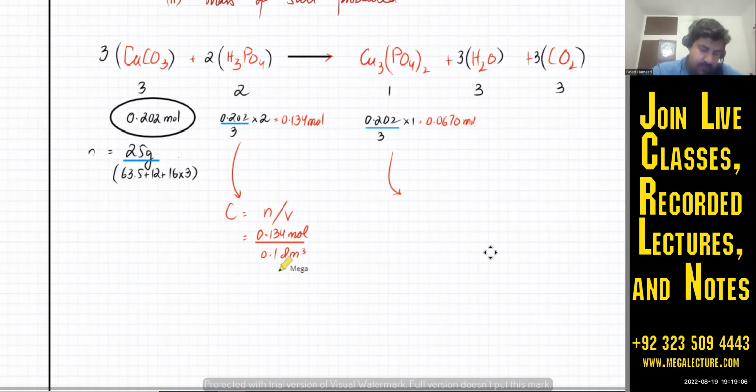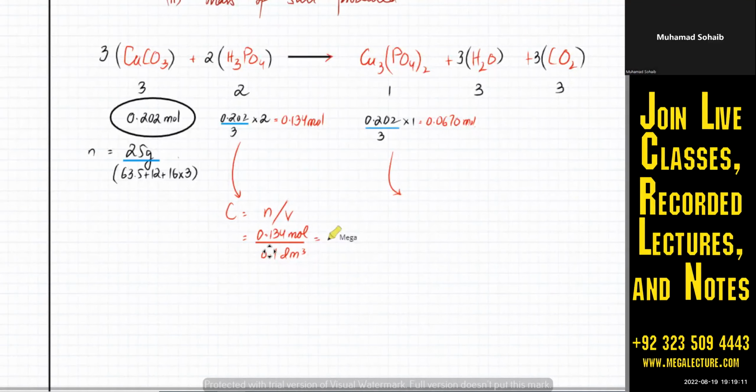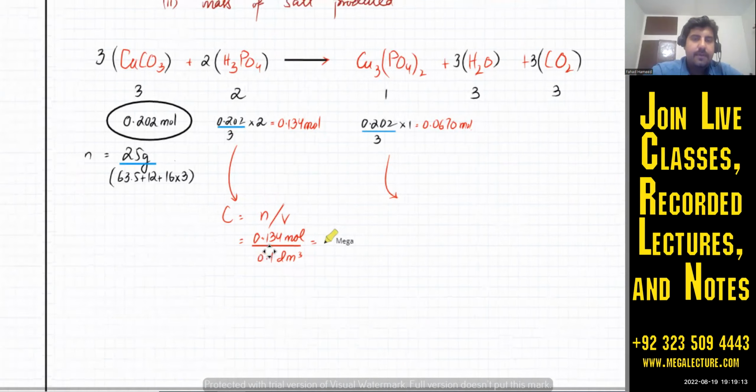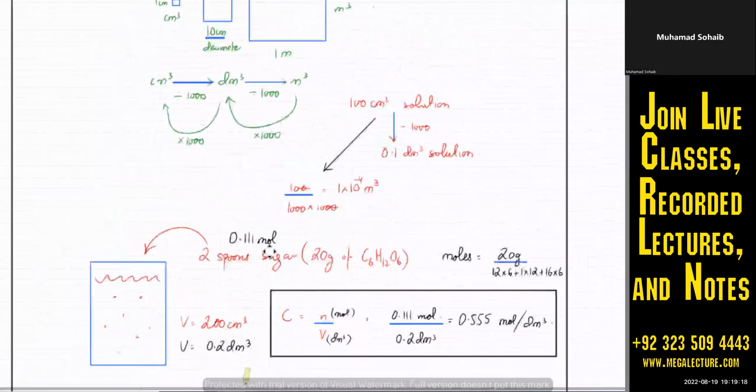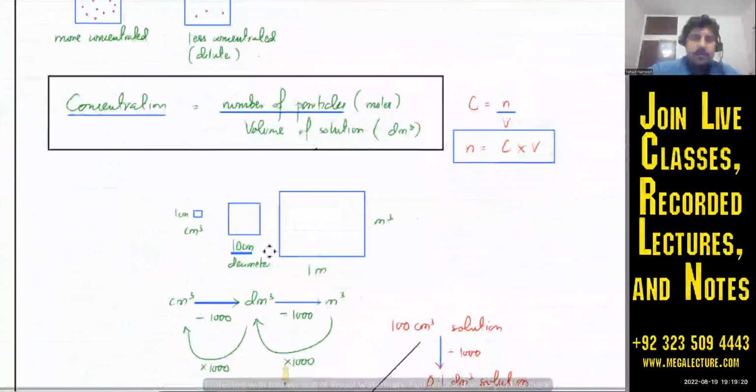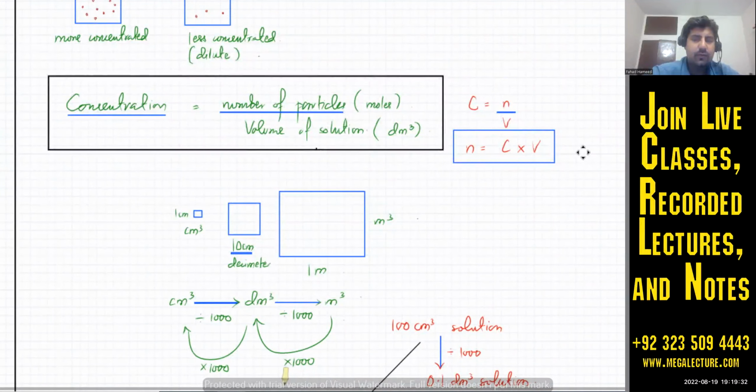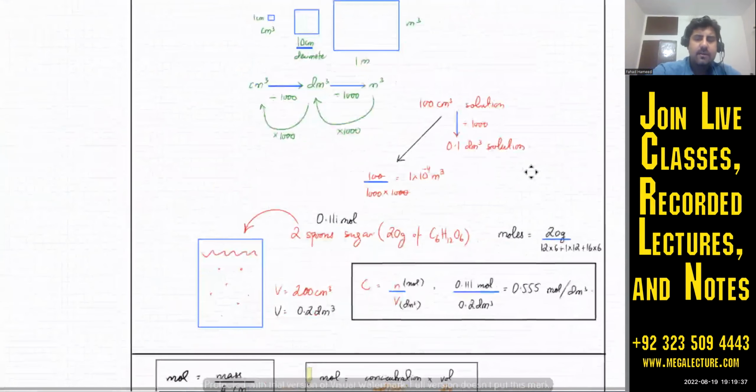Sir, what is the formula? What was the formula of concentration? We did this yesterday. Concentration is the number of particles, calculated in moles, divided by the volume of solution. I said concentration is moles over volume. N is moles, or you can write it as N is equal to C into V. Both of them are the same thing. So concentration is moles over volume.